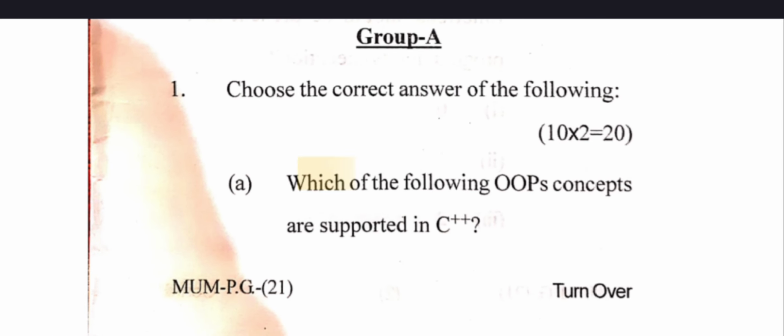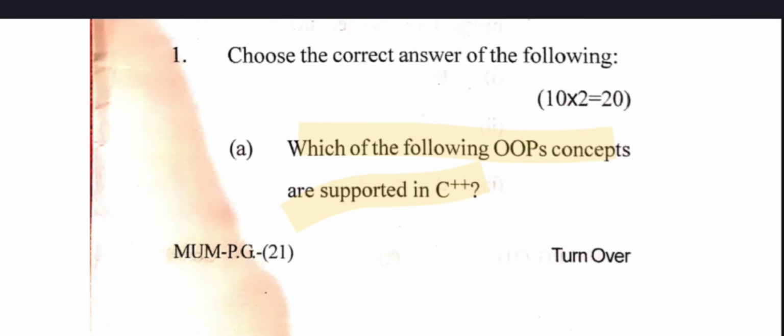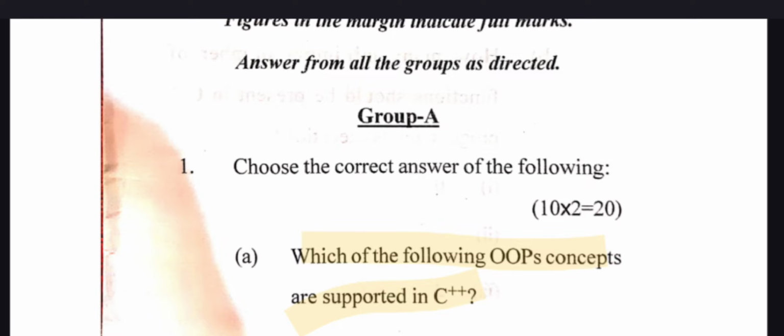which of the following OOPS concepts are supported in C++? OOPS full form is object oriented programming language. This is the computer part. So we have various codes: C++, Python, Java. This is the programming language of the computers. You know, read this syllabus. You know about this, it is the course of computer related.